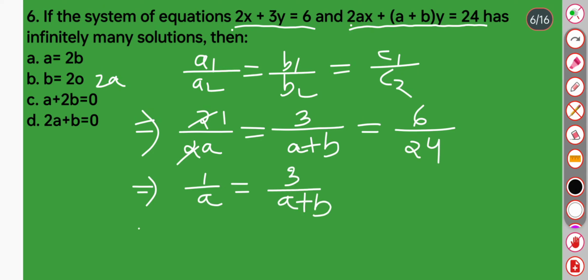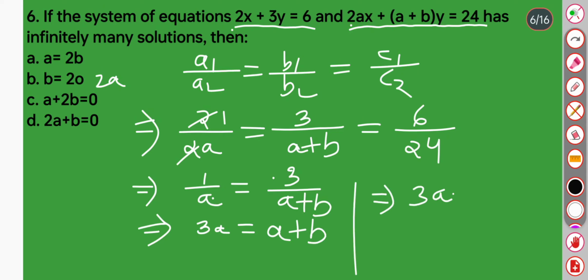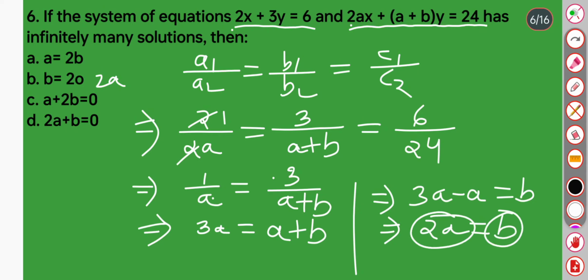Now let me compare A1 by A2 and B1 by B2 to get the value. If I cross multiply, a into 3 is 3a, equal to 1 into (a plus b), which is a plus b. The a on the right side, if you bring it to the left side, becomes minus a, equal to b. So 3a minus a, twice a, equal to b. So b equal to twice a. That is option B. Option B is the correct one.